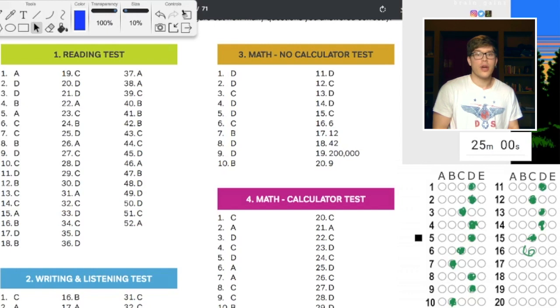So now that we're at our answer choices, let's read and see if we got them right. So I have D, D, C, D, D. 6 is C, B, D, D, B. Okay, good. 11, D, C, D, D, C. Perfect. And then we had 6, 12, 42, 200,000, and 9. All right, guys. Looks like we got 100% on this one. Fantastic work.